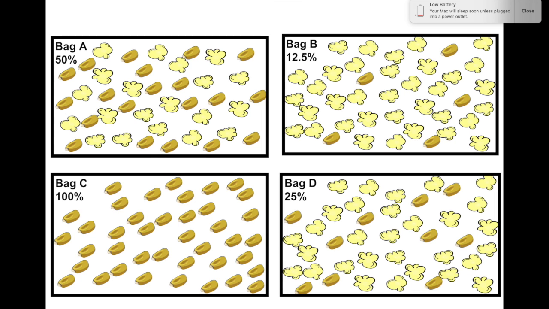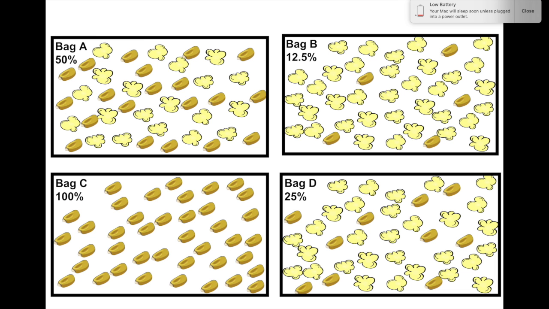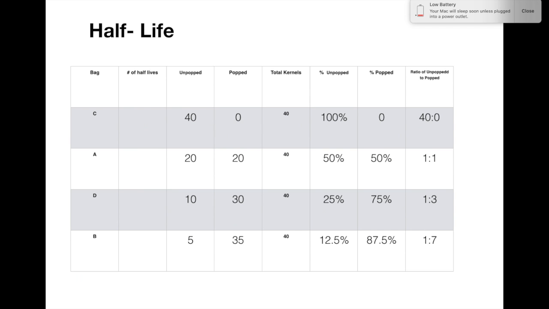Which bag would represent our parent isotope? It would be bag C because none of them are popped. Bag A, B, and D are all representing a daughter isotope. Bag A is 1 half-life passed because it's 50%. Bag B would be 3 half-lives passed because it's the very bottom, 12.5%. And bag D, the 25%, would represent 2 half-lives passed.